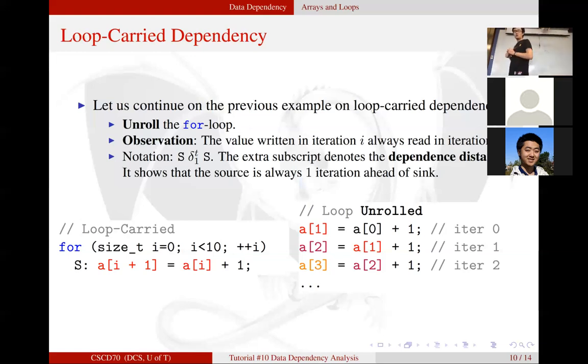So therefore, we say that this loop satisfies the true data dependency. Recall that read after write is also called true or flow dependency. And therefore, we use the notation delta subscript 1 superscript t, where the subscript 1 denotes the dependency distance. It shows that the source is always one iteration ahead of the sink in program order.